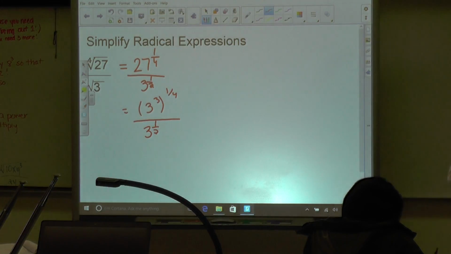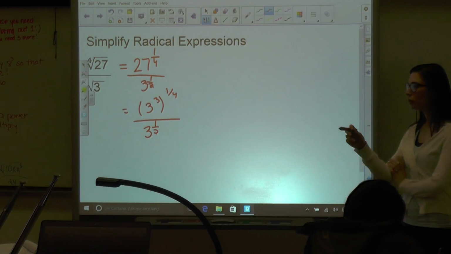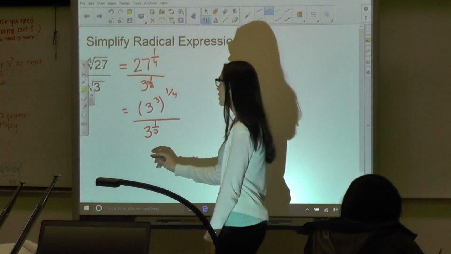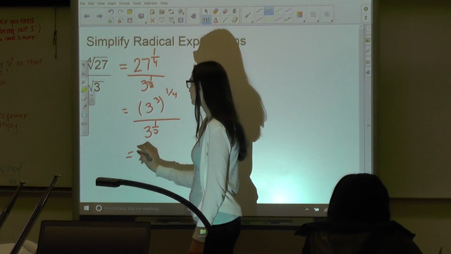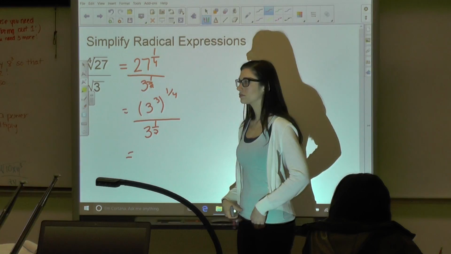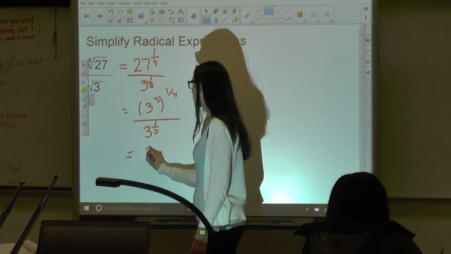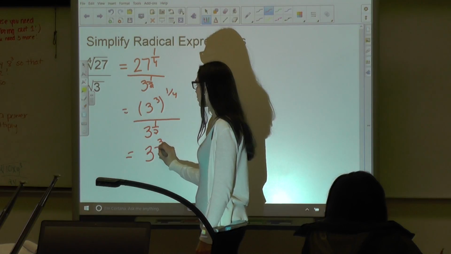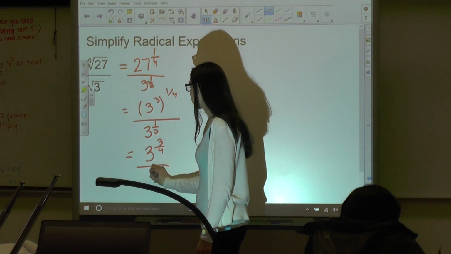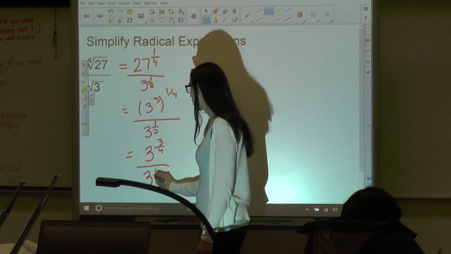You have to simplify that top first. What rule are you using for the top? Multiply. You're multiplying. Power of a power. So what is 3 times 1/4? You got 3 times 3/4. Yes. So 3 to the power 3/4 over 3 to the power 1/2.